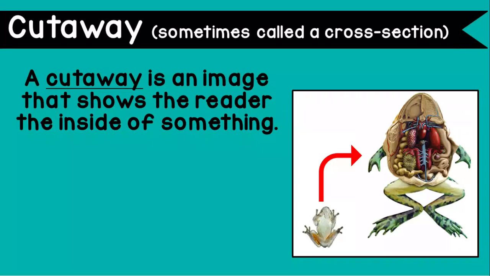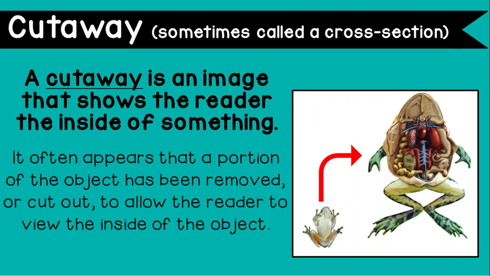Now we have cutaways, so don't get your close-up and your cutaway confused. A cutaway is an image that shows the reader the inside of something. So instead of zooming in, now you're actually looking inside an object. It often appears that a portion of the object has been removed or cut out to allow the reader to view the inside of the object. So here we have the underside of a frog, but then we actually cut away that bottom piece so we can see inside. So we can see the heart and the lungs and just how the frog's body functions.